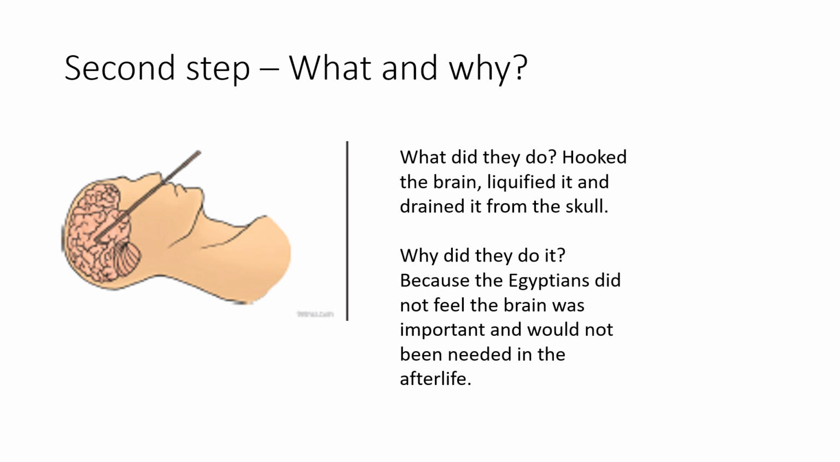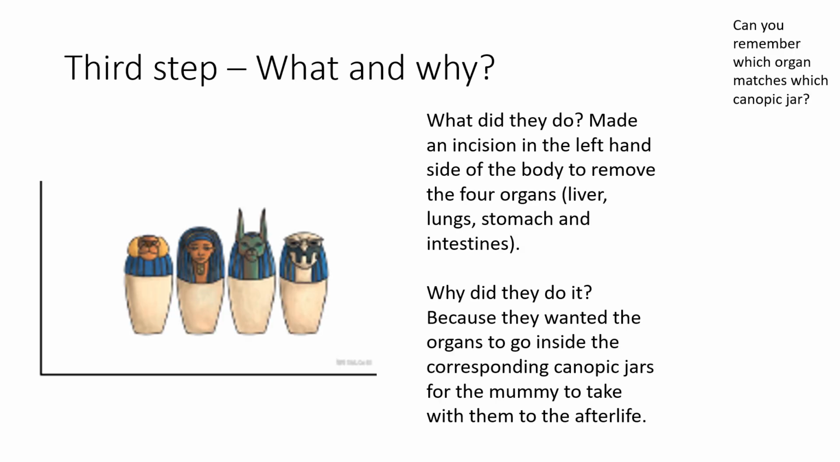Our second step with our what and why was to remove the brain. So what did they do? They hooked the brain out and liquefied it and it came out of the skull. That's the step, but why did they do it? They did it because they thought, meh, the brain's not important. I don't care about that. And they definitely won't be needing that in the afterlife. Really silly if you ask me, because obviously without your brain you can't do anything. So Egyptians very clever for a lot of constructional things and their technology, but thinking the brain wasn't important isn't the wisest of moves, I don't think, but that's their what and why.